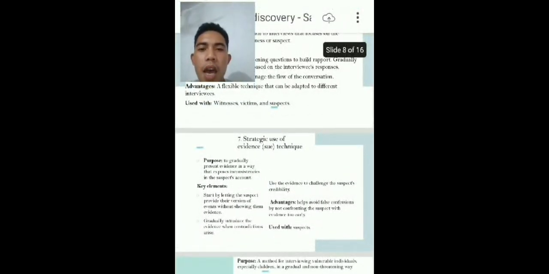Good day, everyone. I'm here to discuss the strategic use of evidence technique. First is the purpose: to gradually present evidence in a way that exposes inconsistencies in the suspect's account. The key elements: start by letting the suspect provide their version of events without showing them evidence. Gradually introduce the evidence when contradictions arise. Use the evidence to challenge the suspect's credibility.